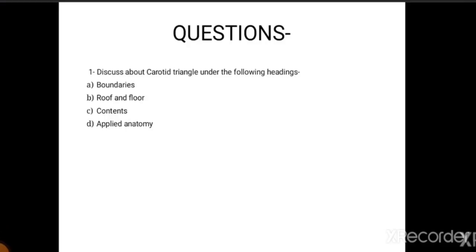Now, questions for the carotid triangle which are important from your examination point of view. Discuss the carotid triangle under the following headings. In this we discuss the boundaries of the carotid triangle and the structures forming the roof and the floor, whether it is a muscle or a fascia. Then in contents we mention all the structures like vessels, nerves, and any other structures coming in the carotid triangle, and in the applied aspects we give the clinical anatomy of the related topic and we draw the related diagram.